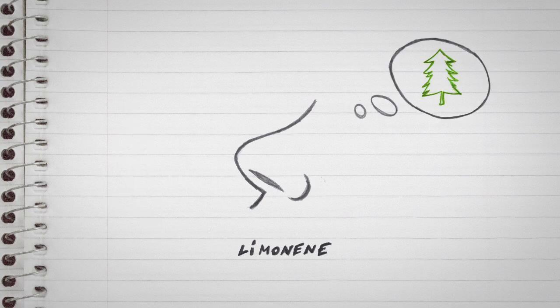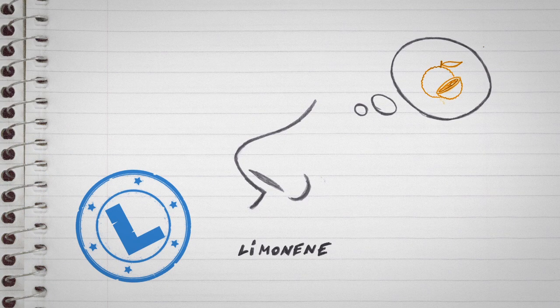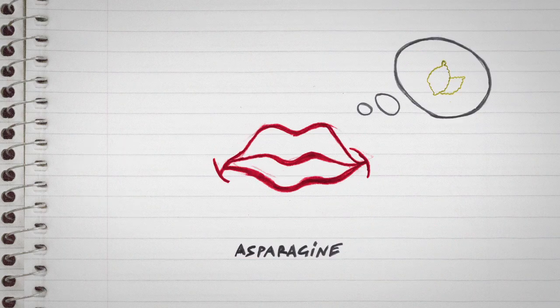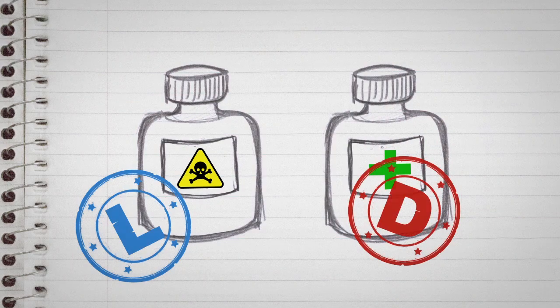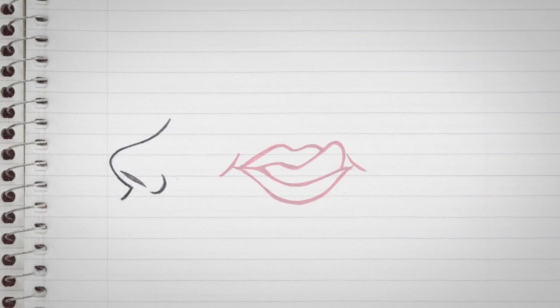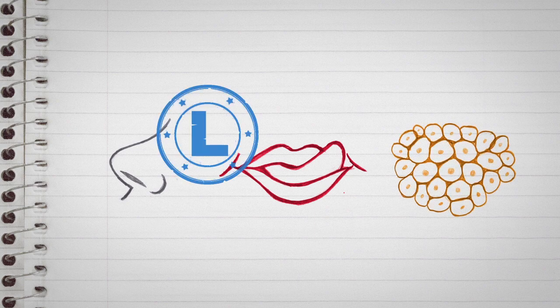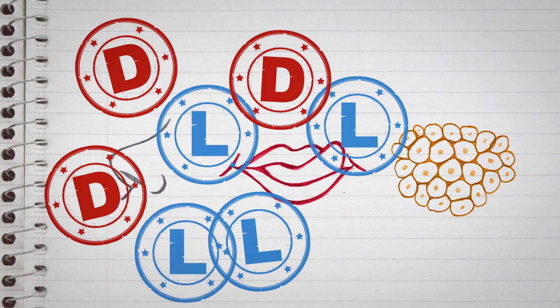Whether a volatile molecule smells of pine or orange is also dependent on whether the L or D form reaches our nose. For the same reason, a molecule may make food taste sweet or bitter, and a substance may or may not be an effective medicine. These things happen because the receptors in our nose, tongue, and the cells of our body in general are also chiral and react in distinct ways depending on the form of the enantiomer they encounter.